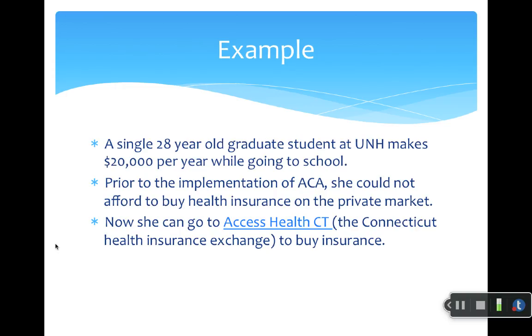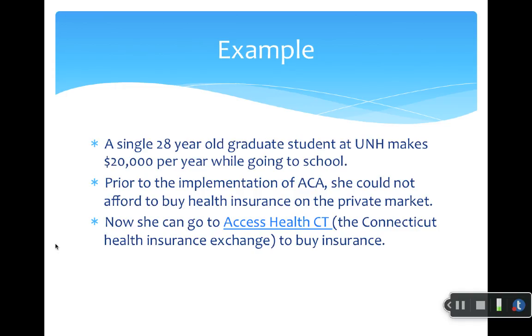So here we see an example of someone who is an unmarried graduate student who makes $20,000 a year. They don't have eligibility because they're over the age of 26. They are looking to buy health insurance, and so what they are going to do is go to Access Health CT and try to buy health insurance through the private market.